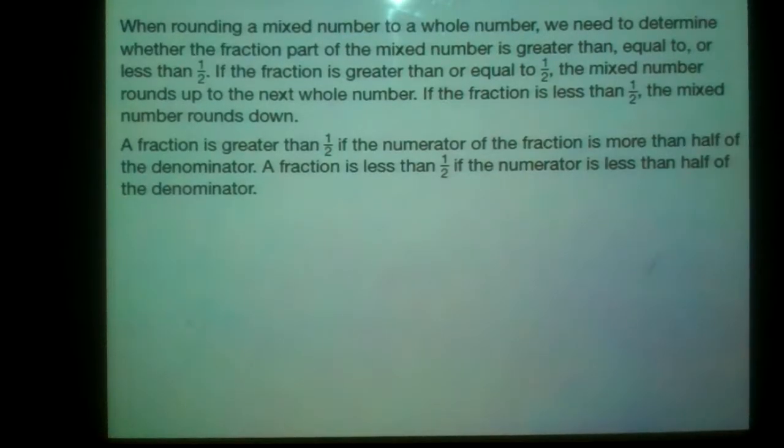Now the other type of number that we've been working with is a mixed number. So we're going to round mixed numbers to whole numbers, and in order to do this, we need to determine whether the fraction part of the mixed number is greater than, equal to, or less than 1/2. If the fraction is greater than or equal to 1/2, we're going to round the mixed number up to the next whole number. If the fraction is less than 1/2, the mixed number rounds down.